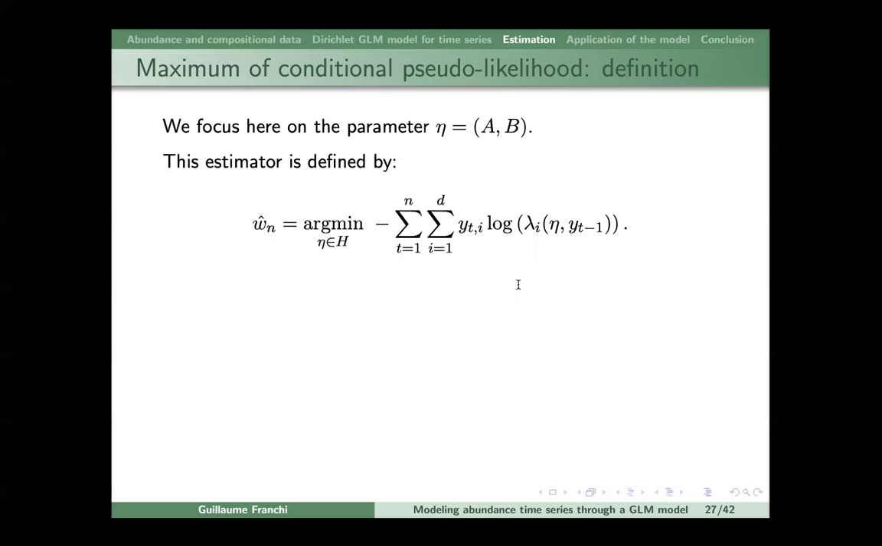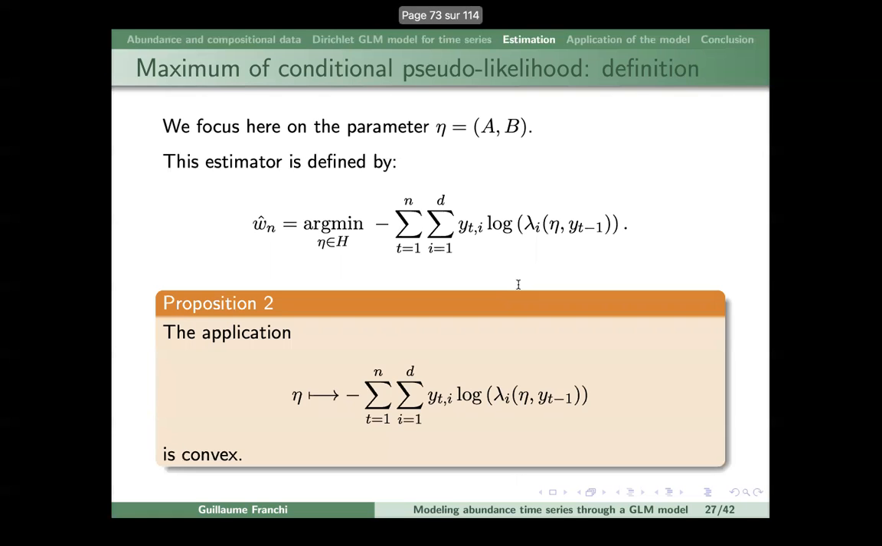Here we have this function to optimize. So we denote our estimator W hat. And what is nice with this estimator is that we only have a convex function to optimize. So we already know that numerically it will be easy to compute, and it will work very well.